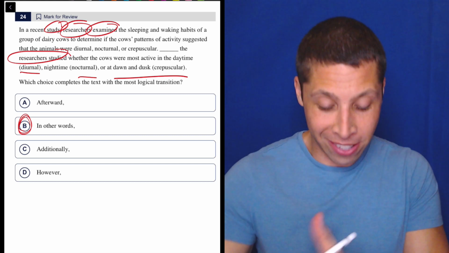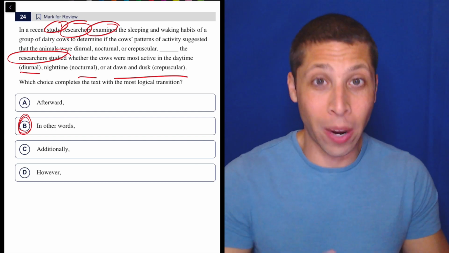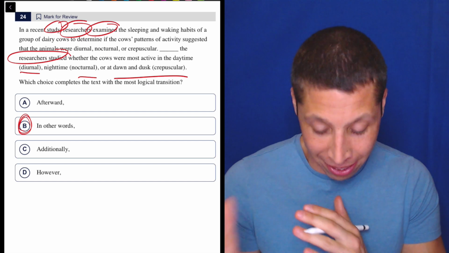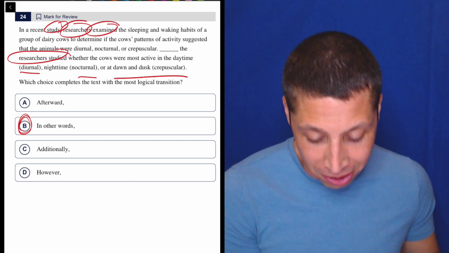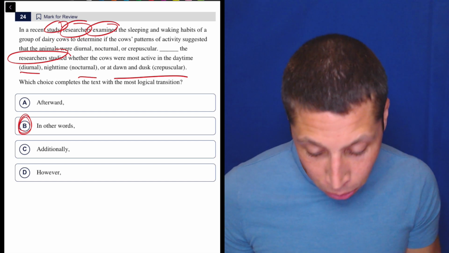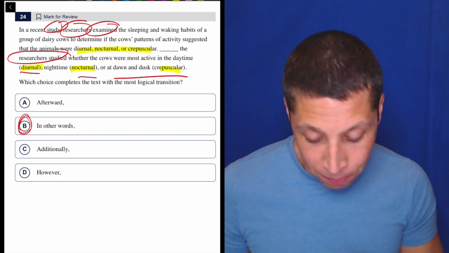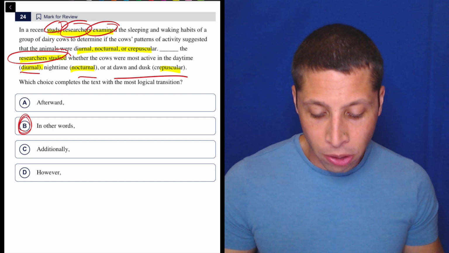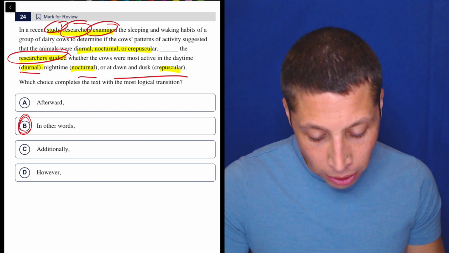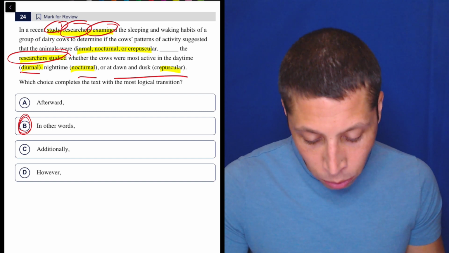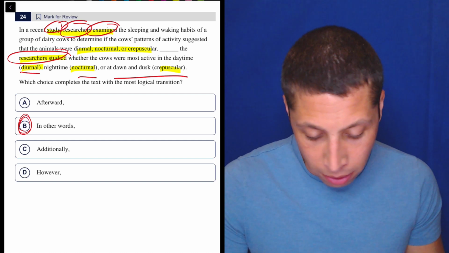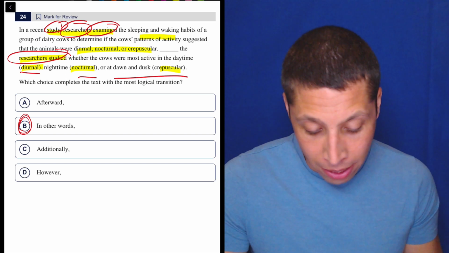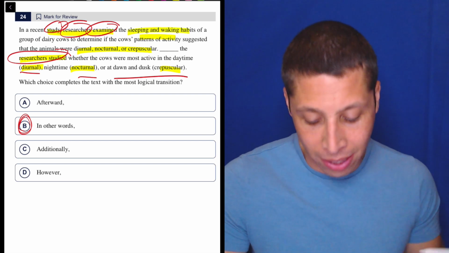This is saying the same thing twice. It is in other words, right? It's literally using the same words, daytime, as defining by, you know, it's defining diurnal, nocturnal, and crepuscular for us. So it's literally using those same words. And researchers studied, there's a study where researchers examined, right? So it is saying the exact same thing. Does it really add anything? The researchers studied whether the cows were most active in the daytime. No, it's the pattern activity. That's the same thing as they're active, right? They're sleeping and waking habits, right? This is the same thing.